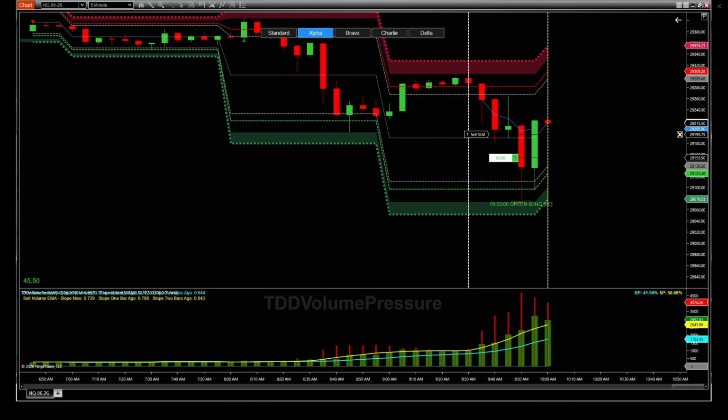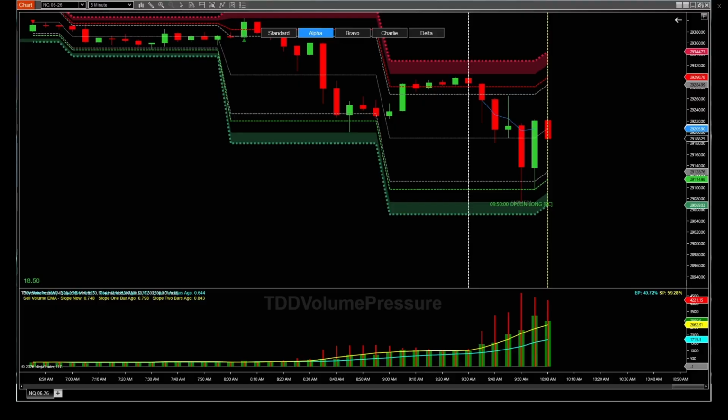So you'll see I'm about to get stopped out here for, I don't even know how many total ticks I took. 29153 to 29195. That's about 40 ticks. So there I go. I got stopped out, and great trade. So thanks for watching.